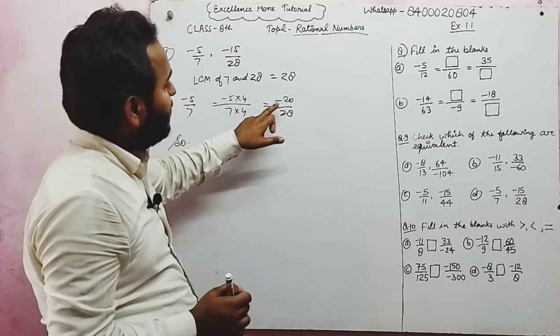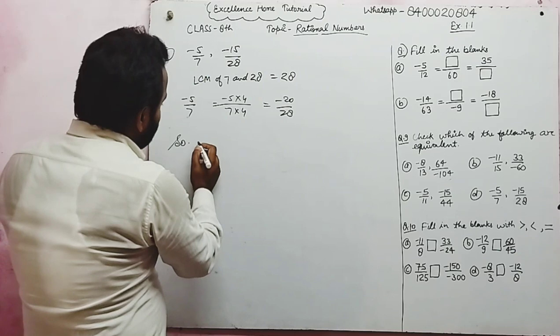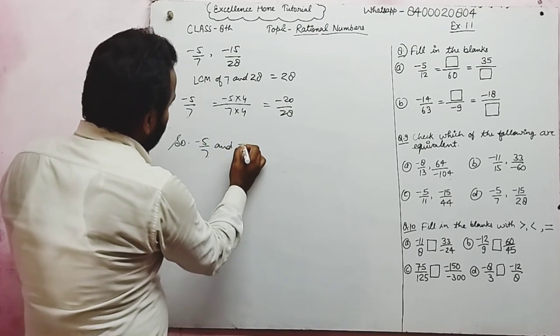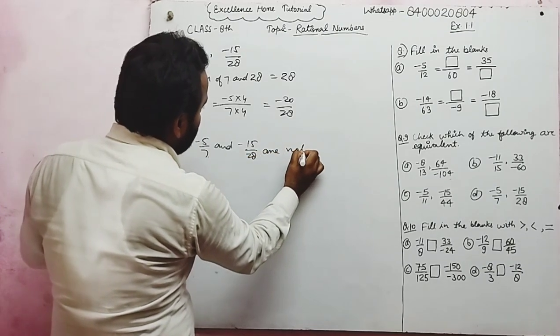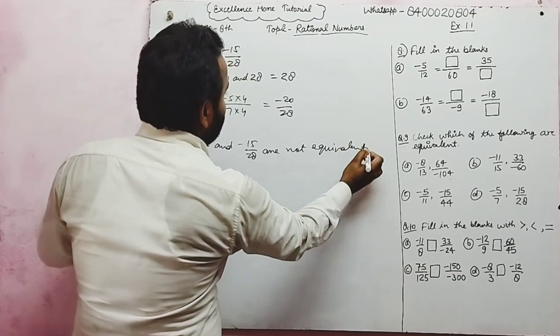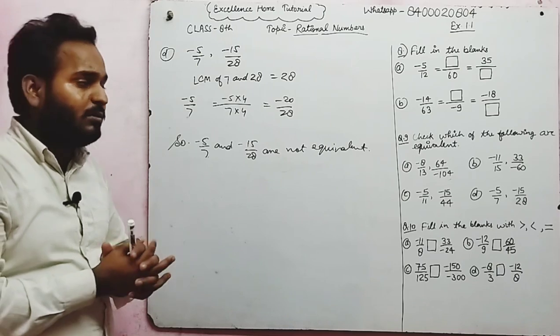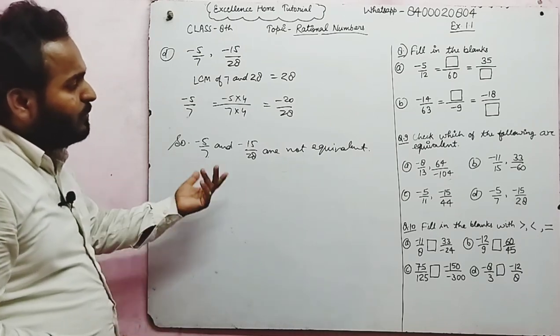Minus 15 by 28 and minus 20 by 28, both values are different. So minus 5 by 7 and minus 15 by 28 are not equivalent. Okay, this is the method to check equivalent rational numbers. After that, we move to question number 10.